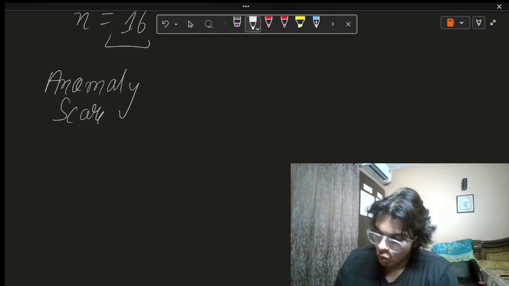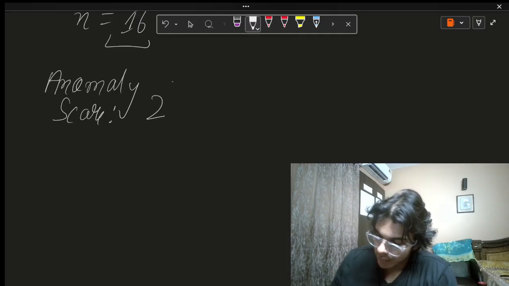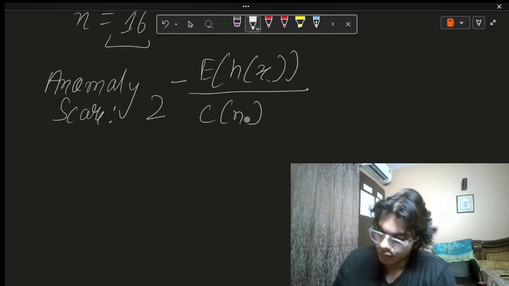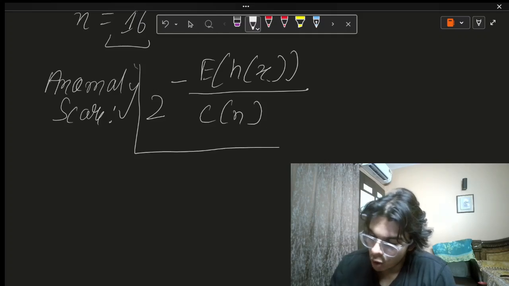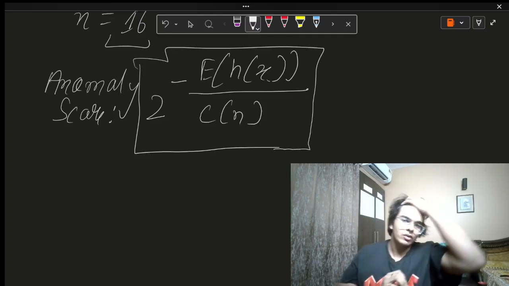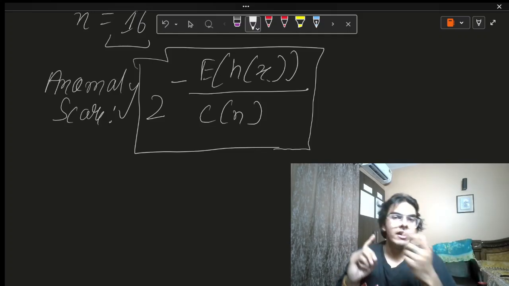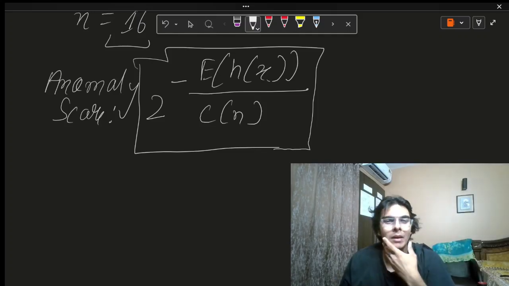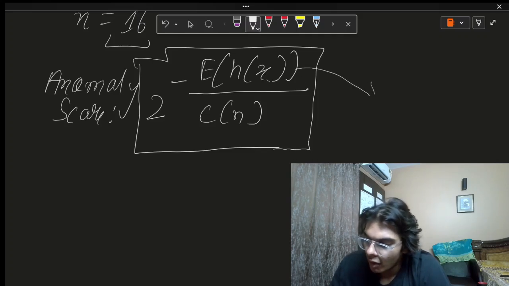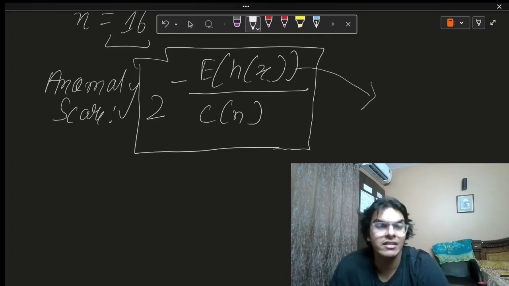The anomaly score formula looks something like this: 2 to the power of negative expectation across all the trees, E of h(x), divided by C(n). This is the formula for anomaly score. Don't worry, I'll be explaining everything about it. First we'll discuss what we have studied, then I'll open up the C(n) and tell you about it. Why is the E of h(x) here? Because the E of h(x) is the expected path length.